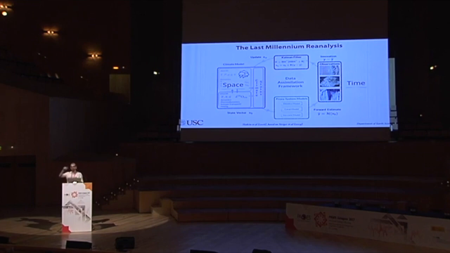So all of the wiggles that you see in time come entirely from the proxies. If the proxies are not informing these reconstructions, they would be completely flat. So the models give us space, the proxies give us time, and the amplitude is controlled by these proxy system models.